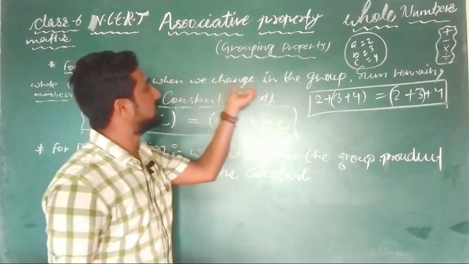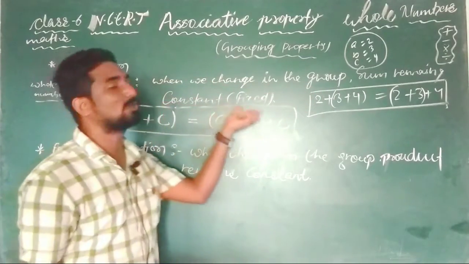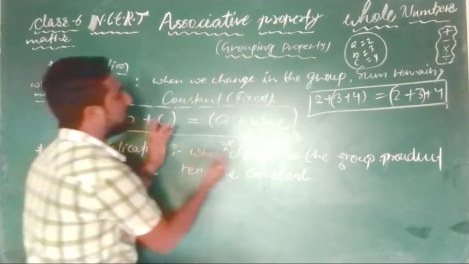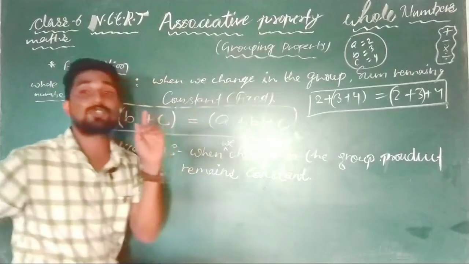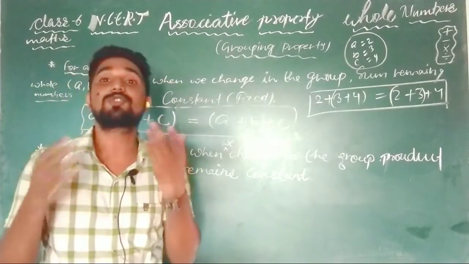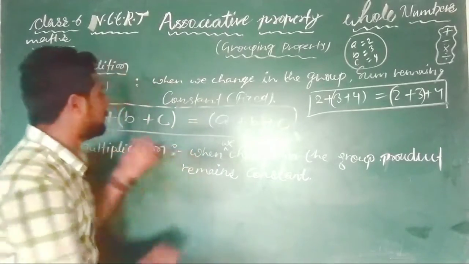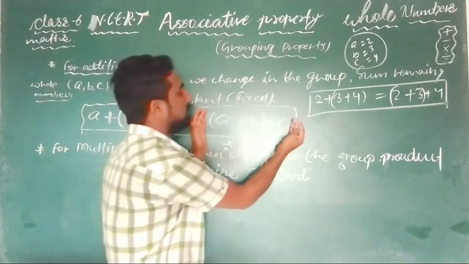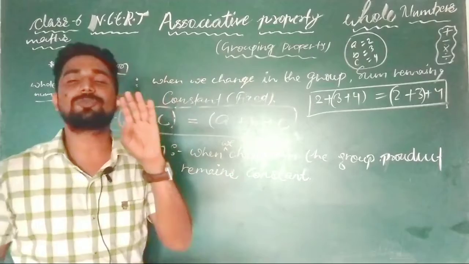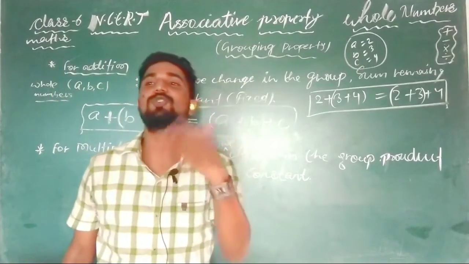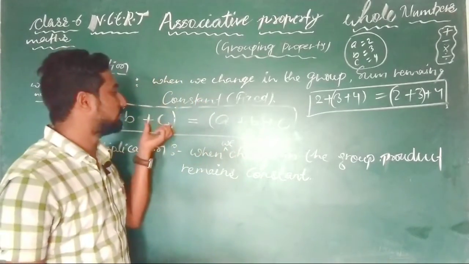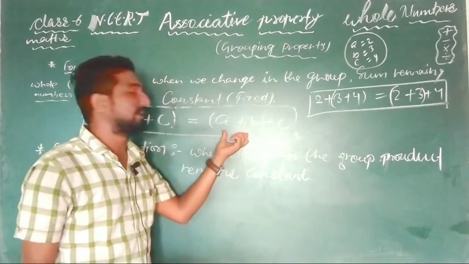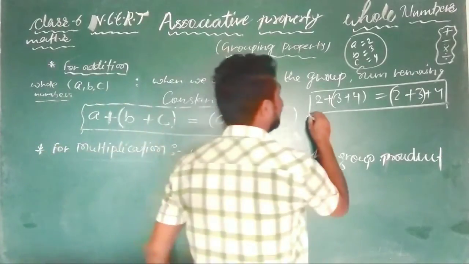And when you make a change in the group, the sum remains constant. That means you find the sum of the LHS term, and you find the sum of the RHS term. It should be equal. No change means it should be equal. Constant means the result after adding all of these should be the same. It should be fixed. What you get here, you should get here also. So you add the LHS term first.